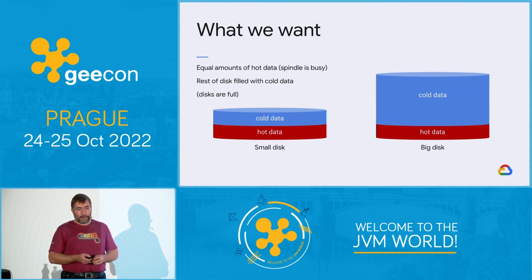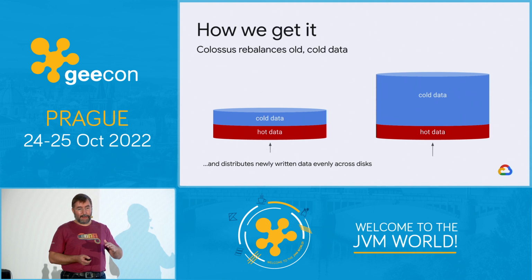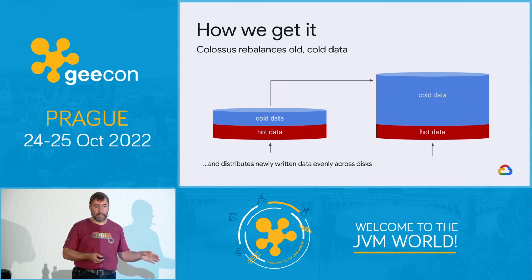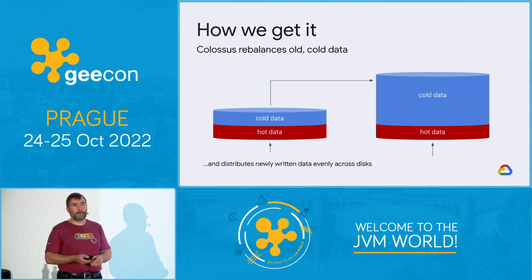So you'd like to automatically balance that data, and this is the job of Colossus. Colossus just figures out what your usage pattern is, and in the background it will move your data from that disk. So if you start pushing a lot of cold data, it will find some disk with a lot of storage space, and then that data will be pushed there.